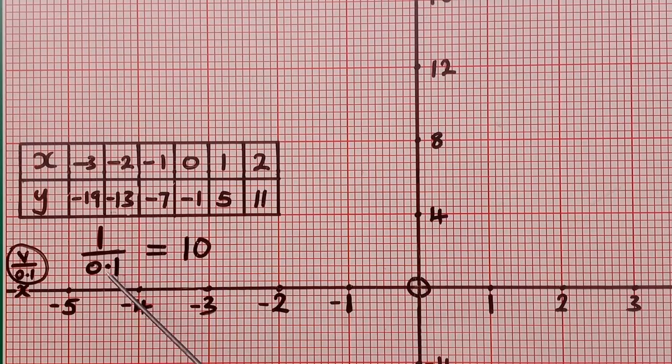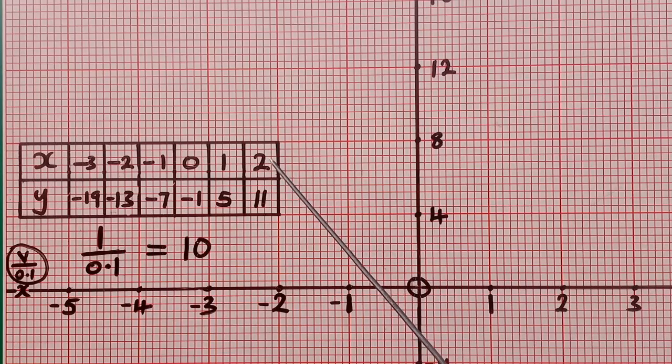1 over 0.1 is equal to 10. But this time around, we don't count towards the left because 1 here is positive. That is this 1 here. It means count 10 unit boxes from the origin towards the right this time around. And on the 10th count, pin it there. That is where 1 is located. From here to here is 10 unit boxes. That is where 1 is located.